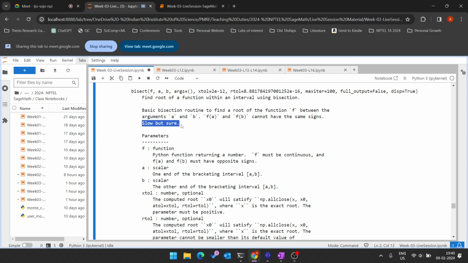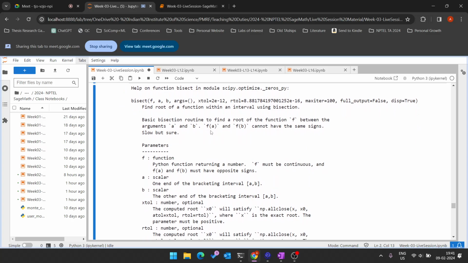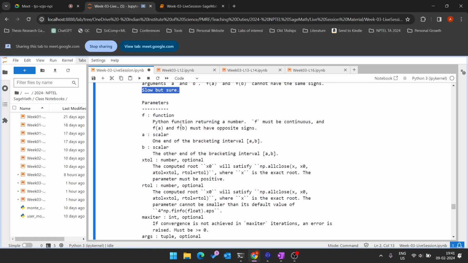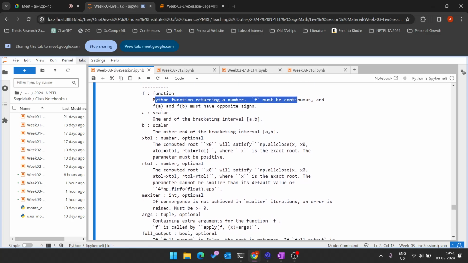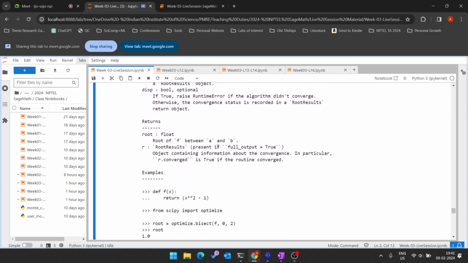We have discussed a bit about the bisection method in the last live session also. There we had written down our own code for the bisection method, and we had also commented on this part, that if there is a root between a and b, bisection will get you that. So how do we go about it? Your f is required to be a Python function which must be continuous, with f of a and f of b having opposite signs. A and b are basically the two ends of your bracketing interval. There are other optional parameters such as relative tolerance, maximum iterations, and so on.